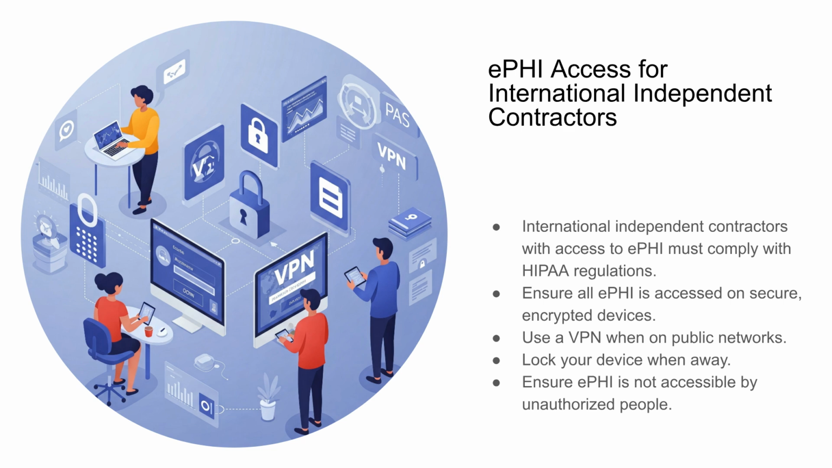ePHI access for international independent contractors. International independent contractors with access to ePHI must comply with HIPAA regulations. Ensure all ePHI is accessed on secure, encrypted devices. Use a VPN when on public networks. Lock your device when away. Ensure ePHI is not accessible by unauthorized people.